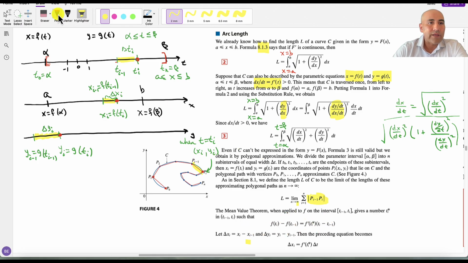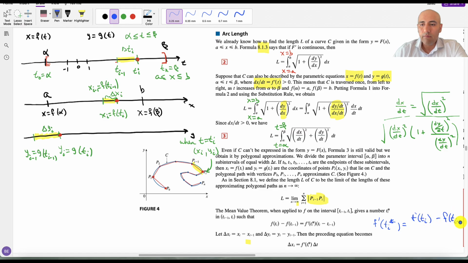Now I like to remember it this way. To me it makes more sense to remember it in the other direction. I like to think about it as f prime of t sub i star is equal to f of t sub i minus f of t sub i minus 1, divided by t sub i minus t sub i minus 1. Right? All I did is divide both sides by this, and that's how I like to think about it.